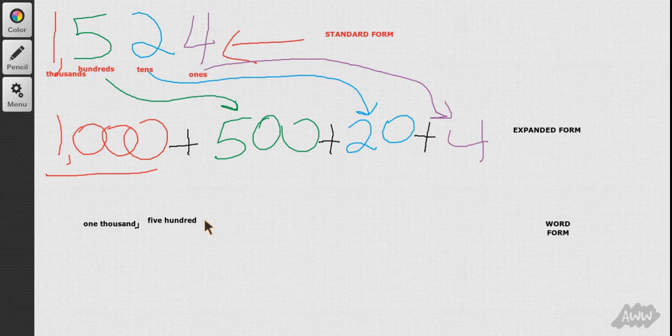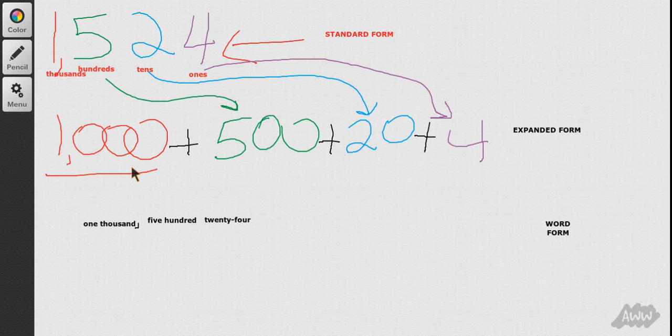When we write our tens and our ones together, we start with a 20, add a hyphen, and type in or handwrite the word 4. So in word form, we have 1,524. It's the same exact way that we read and said the number in standard form, 1,524.